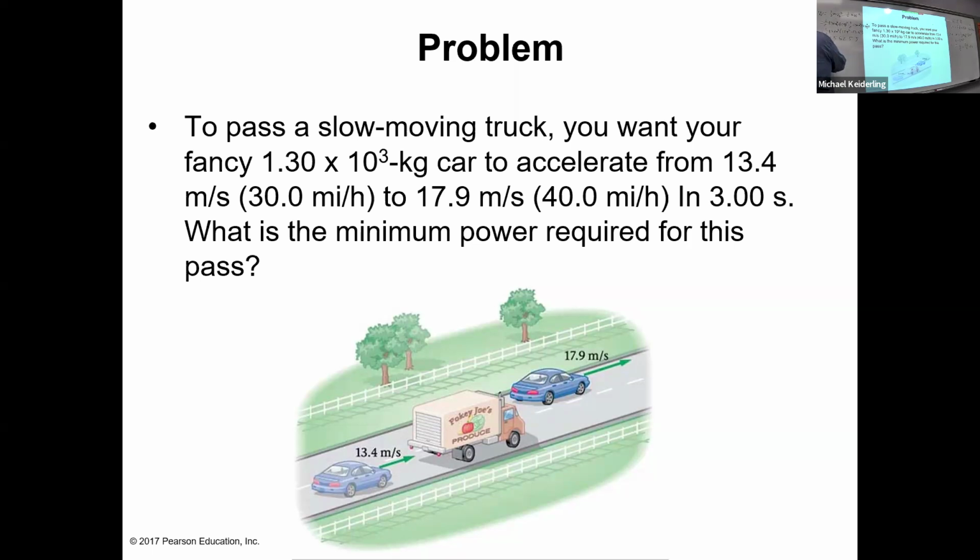joules, and power is work over time. So 9,155.25 joules over 3.0 seconds gives you 30,517.5 watts, or 3.05 times 10 to the 4 watts. Which is about 40.9 horsepower.